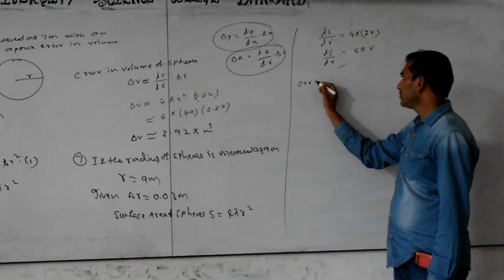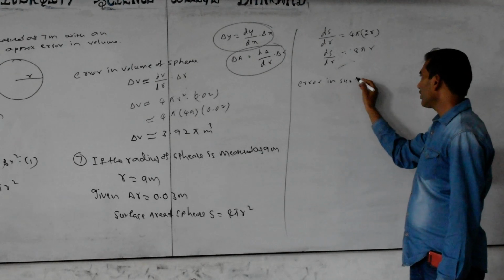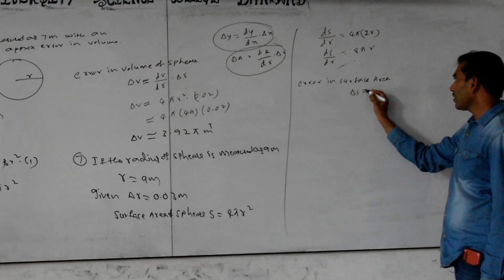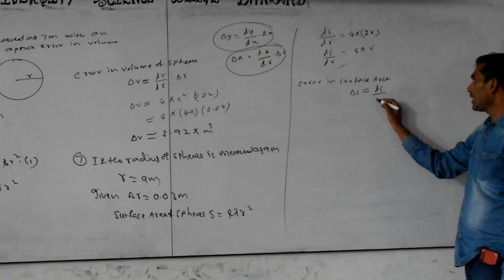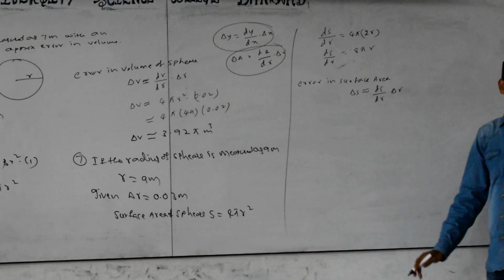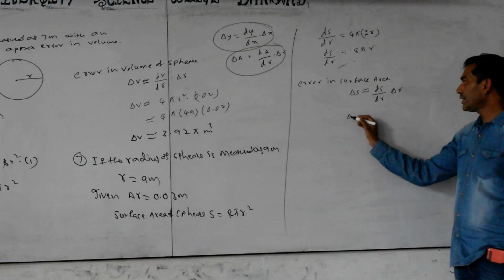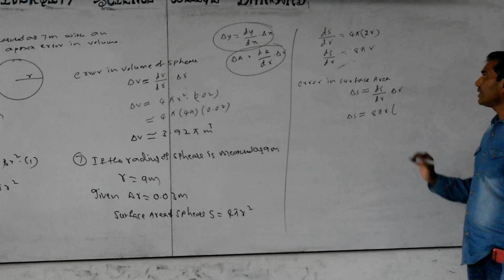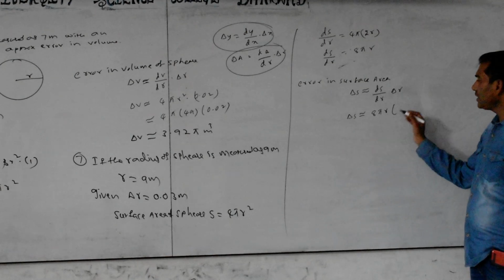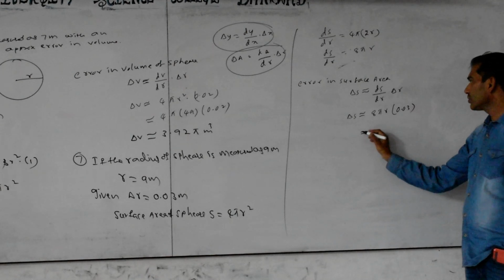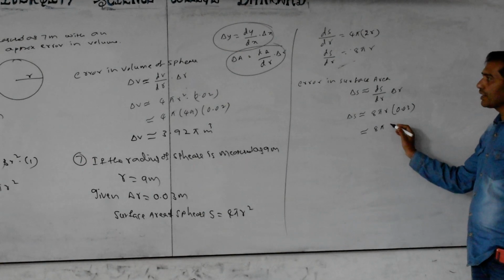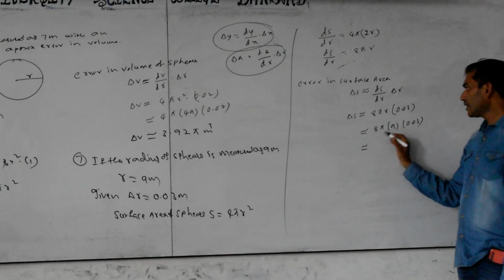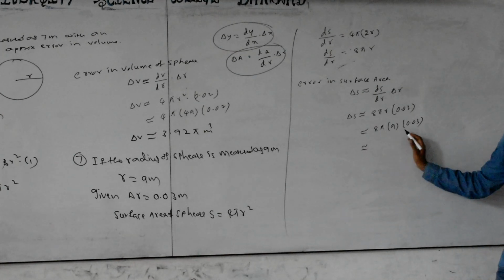Now the error in surface area delta S is approximately equal to dS by dr into delta r. Delta S approximately dS by dr equal to 8 pi r into delta r equal to 0.03. So 8 pi r, r equal to 9, into 0.03. So which is equal to 9 into 8, 72, into 0.03.